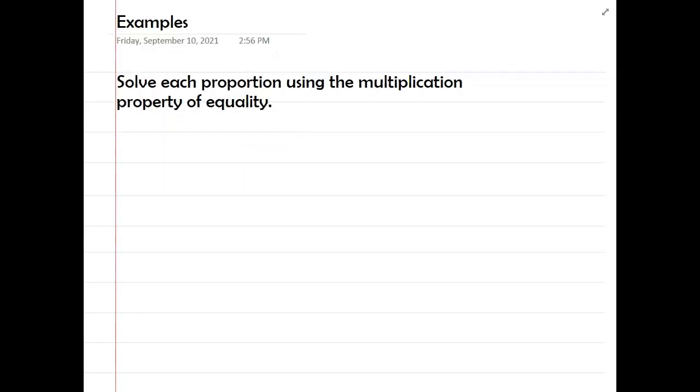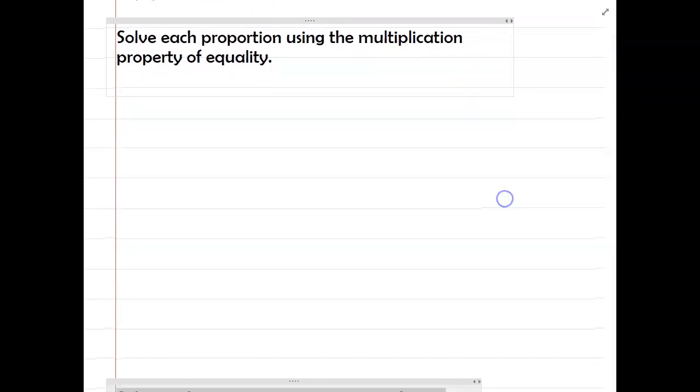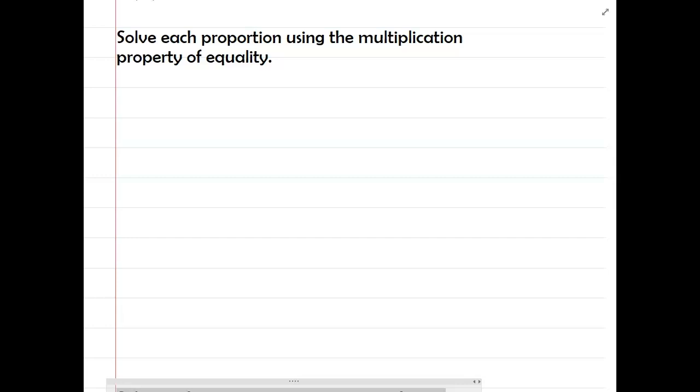Okay, so we are going to look at a couple of examples doing the multiplication property because it is easier, it is quicker. I mentioned a couple times it doesn't always work, but if it does work, it is easier and quicker. So I'll kind of show you how you're going to know if you can use the multiplication property when you get to your homework. The directions are going to say solve the proportion using the multiplication property. So that's kind of your hint there that you should be using the multiplication property.